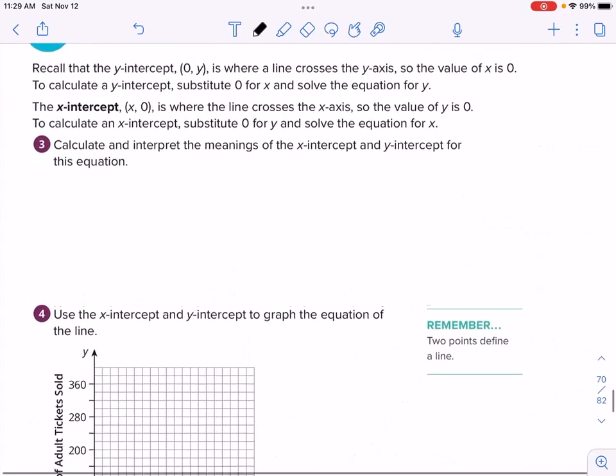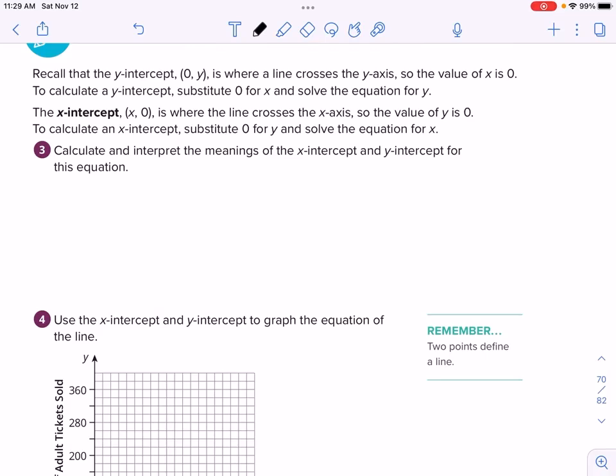So page 294. We're talking about the y-intercept. So the y-intercept is where x is 0, and this is a point on the line that crosses the y-axis. What we haven't really talked about too much is, to calculate the y-intercept, you substitute 0 in for x and you solve for y. Vice versa for the x-intercept, this is where the line crosses the x-axis, right? So the value of y is 0, and how we can calculate the x-intercept is you substitute 0 in for y and solve for x. So we're going to be solving equations here.